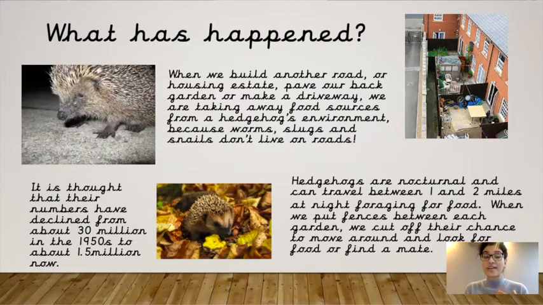It is thought that the numbers of hedgehogs have declined from about 30 million in the 1950s to about 1.5 million now. So in the 1950s, which was about 70 years ago, the hedgehogs have gone down in number. 70 years ago, we used to have around 30 million. Now we have about 1.5 million. That is basically a drop of about 28 million.